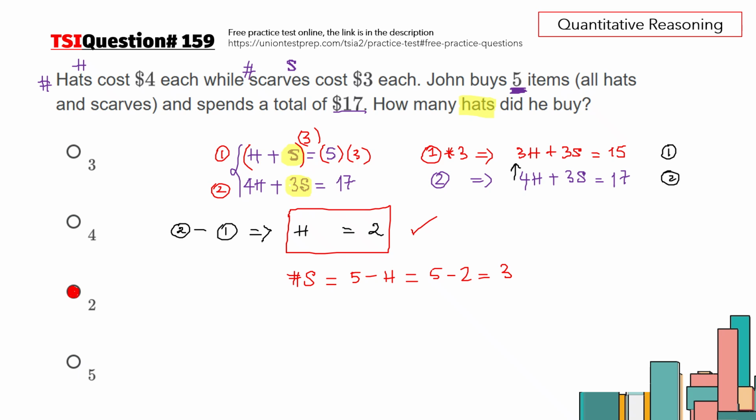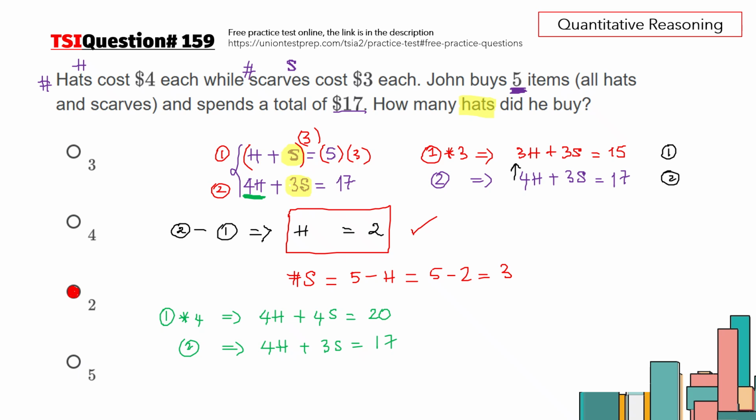You may ask why we don't eliminate H. We can eliminate H as well, but we have to do an extra step. So let's perform that. We have the first equation multiplied by 4. You see right here you have 4H and you want to eliminate it, so the first equation has to be multiplied by 4. So you will have 4H and 4S that equals 5 times 4, which is 20. Then the second equation we keep the same: 4H and 3S equals 17.